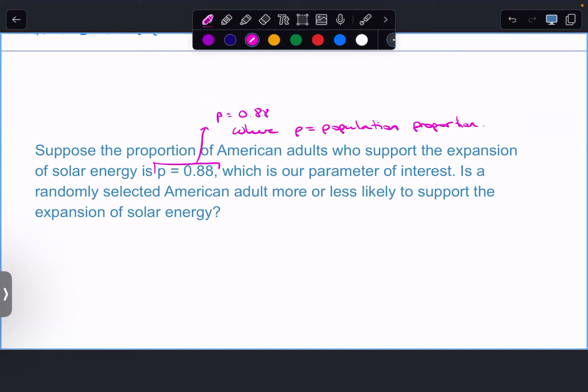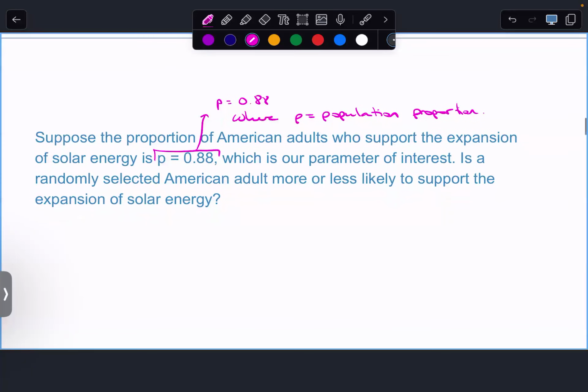So now we're pretending to know what the population proportion is, which we never really do, right? We collect samples to try to figure out if our hunch about the population is right or wrong, right? Or supported or not supported. But in this case, let's just briefly pretend that we know this population proportion is 0.88, or 88% if you prefer. This is going to be our parameter of interest, right? Because it's a population proportion, it's a parameter.